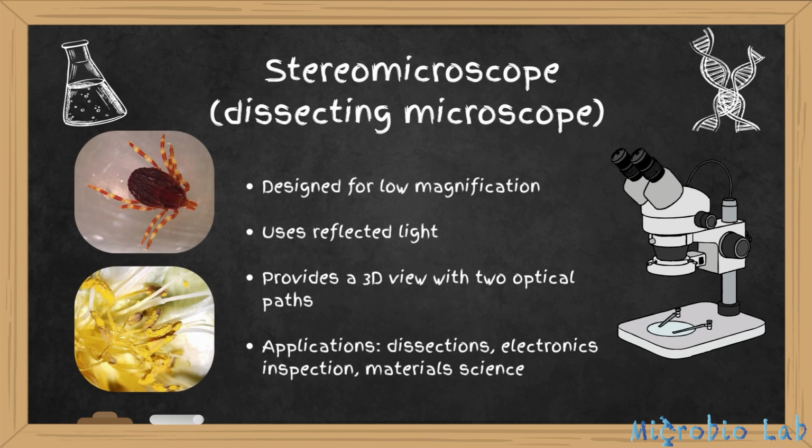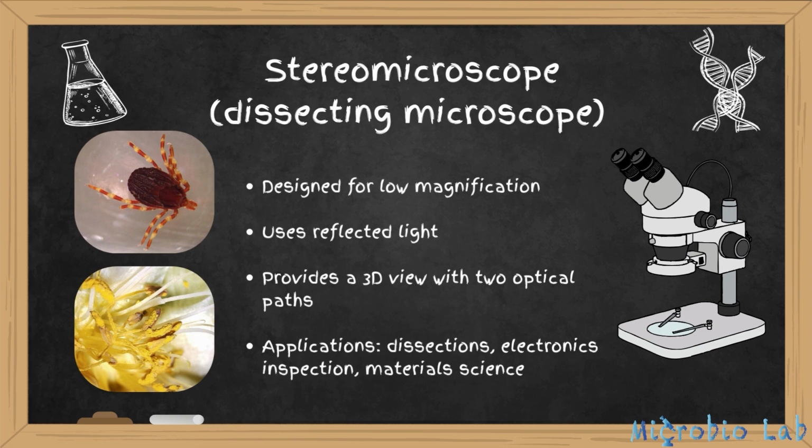The stereo microscope, or dissecting microscope, is designed for low magnification observation using reflected light rather than transmitted. It provides a three-dimensional view using two optical paths, making it invaluable for dissections, electronics inspection, and materials science.